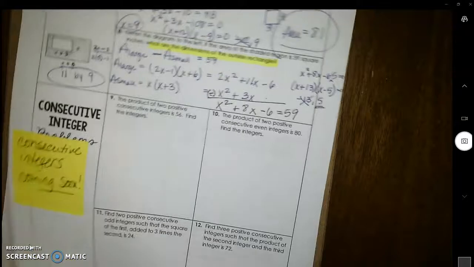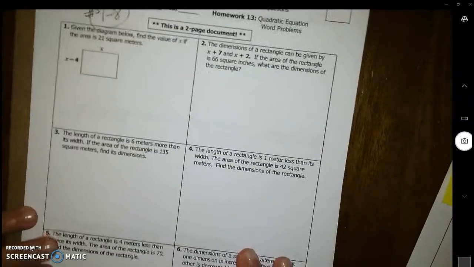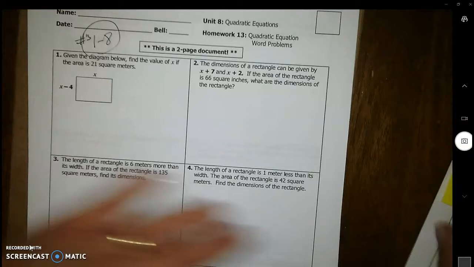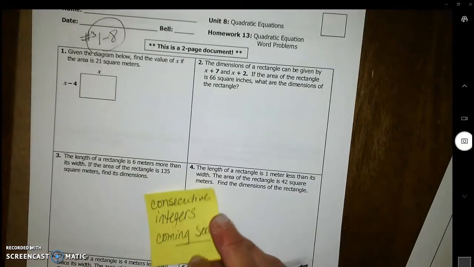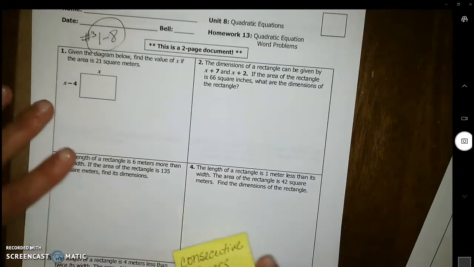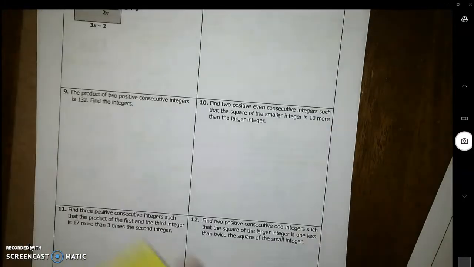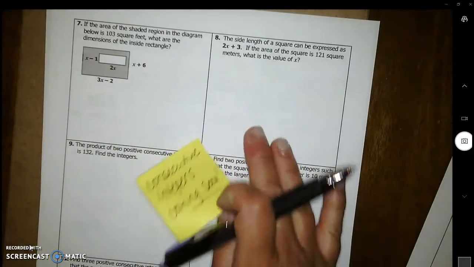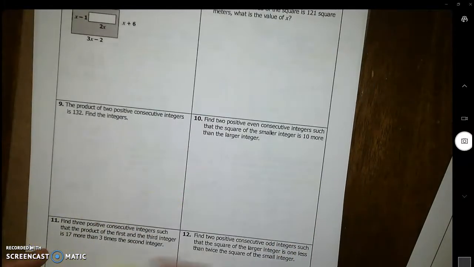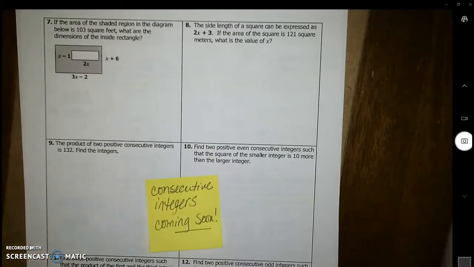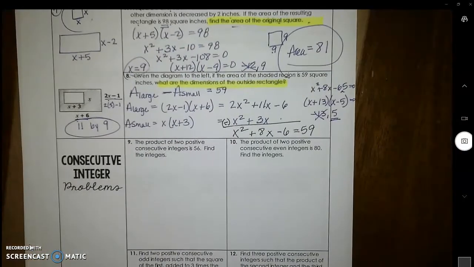Holy bananas. All right, your job is to do numbers 1 through 8 on the other side. Keep in mind, consecutive integers are coming soon. So you're going to do 1, 2, 3, 4, 5, 6. On the next page, 7 and 8. Numbers 9, 10, 11, and 12 are consecutive integer problems. Okay, let me know if you need any help.